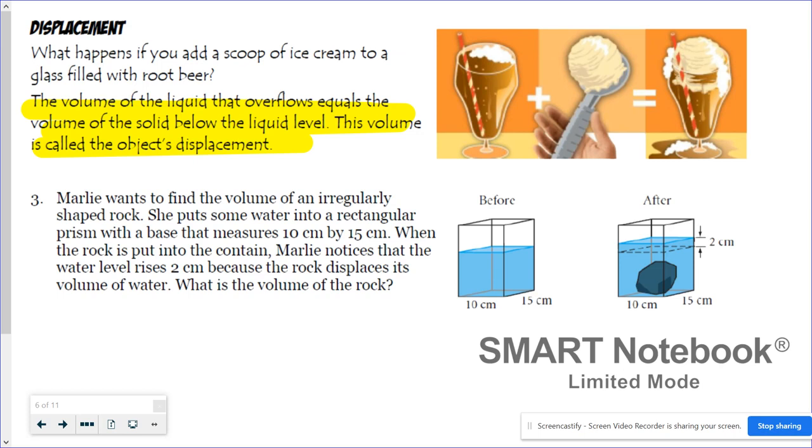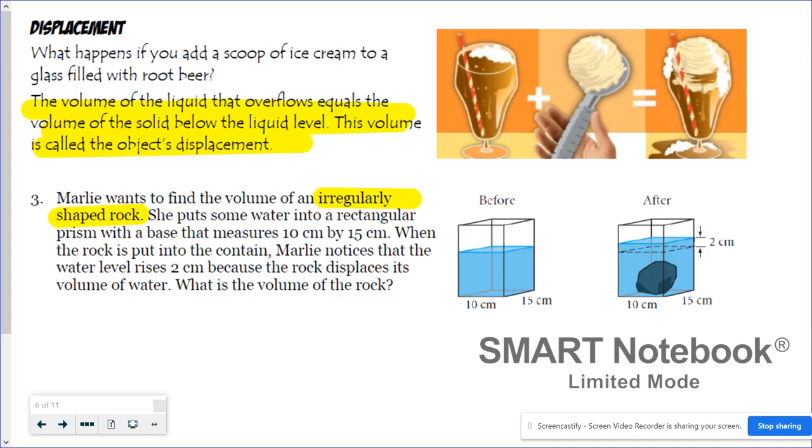Okay, so that's just another way that I can find the volume of an object. I can place an object in a container of water or some other liquid. So like Marley, in example 3 here, she wants to find the volume of an irregularly shaped rock.